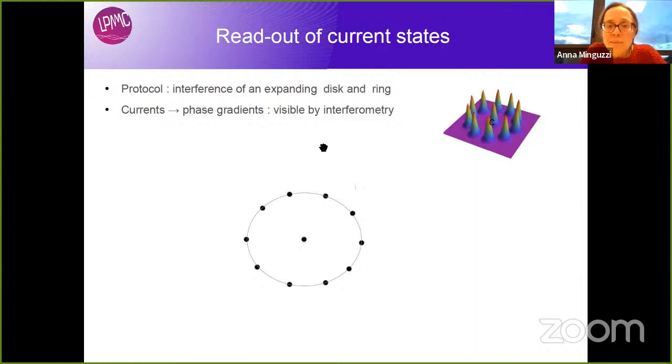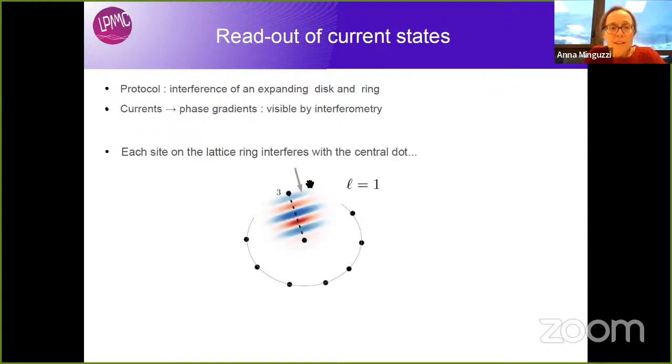We can expect that since the currents are associated to phase gradients, they will be visible in interferometry. Let me show you what happens. First of all, thanks to this expansion, each lattice ring interferes with the central dot. For example, these are the fringes of site number 3 with the central dot for a state which carries one quantum of angular momentum.